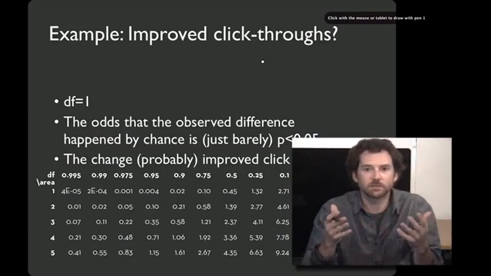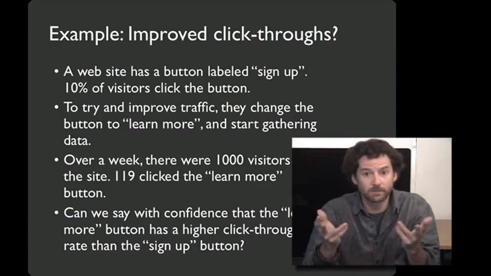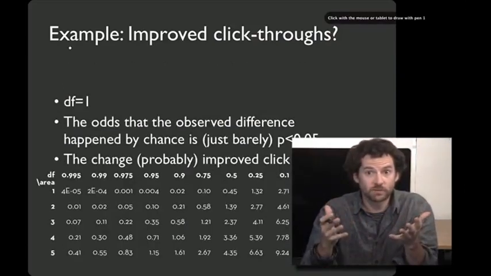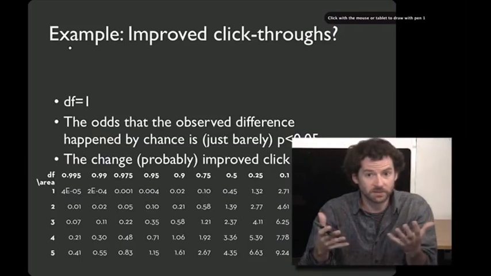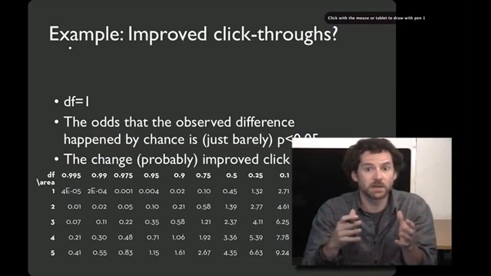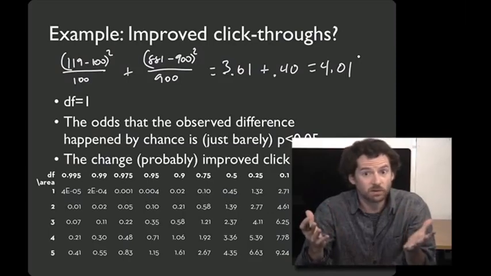As you can see, over a week there were 1,000 visitors to the site, and 119 of them clicked the Learn More button. Can we say with confidence that the Learn More button has a higher click-through rate than the Sign Up button? Let's work it through. So we have 119 observed click-throughs minus 100 expected, and we have 881 observed non-clicks minus 900 expected. Add it all up, and you get about 4.01 as the chi-squared value.